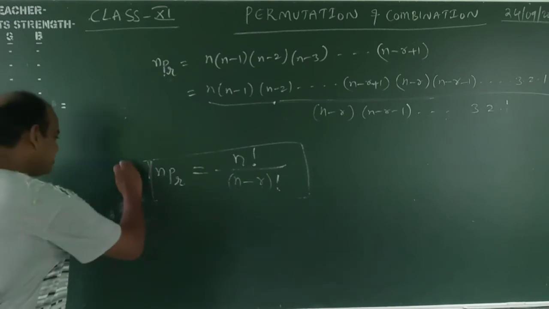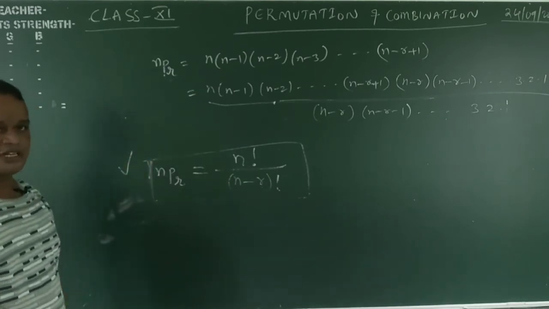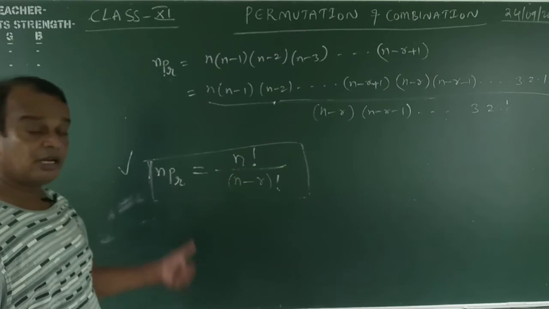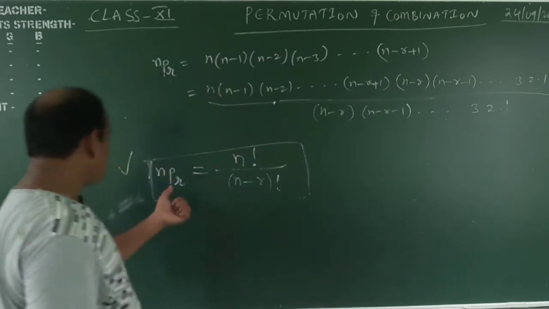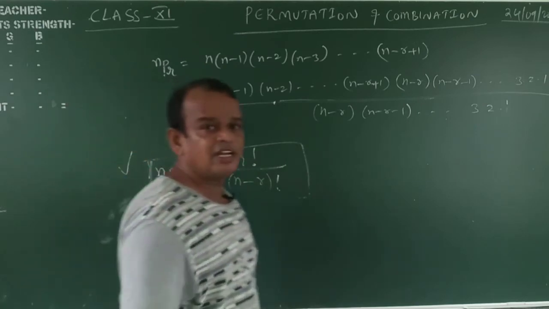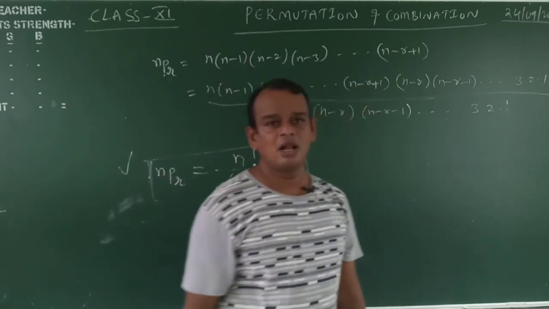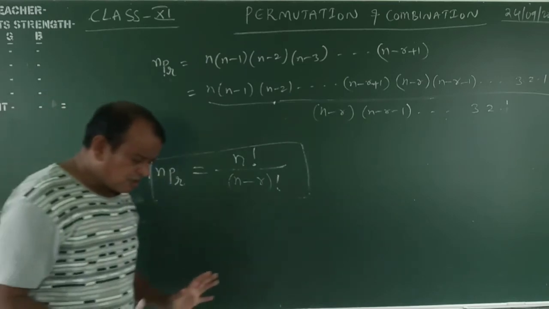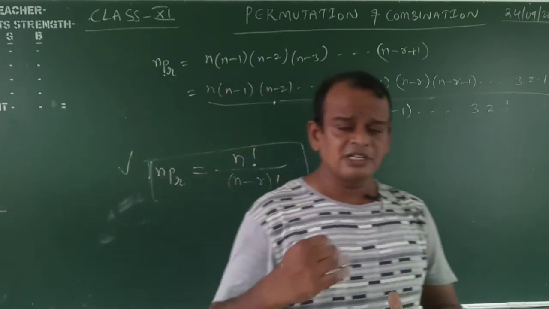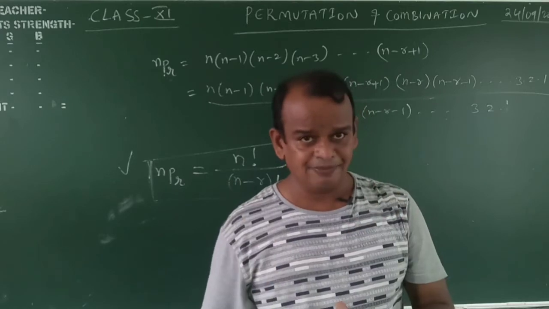This is the formula for nPr, the number of permutations of n different things taken r at a time. The number of permutations of n different things taken r at a time is nPr. nPr is equal to n factorial by n minus r factorial. Okay, my dear, what is going on? The number of permutations of n different things taken r at a time.